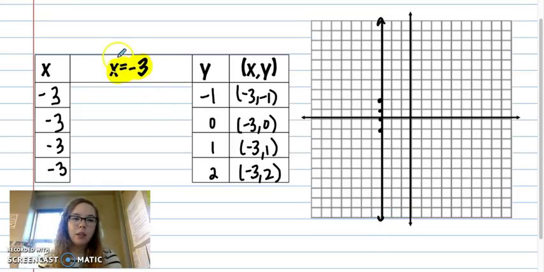So again, I like to think of this as on my x-axis, this one's x. I'm going to go to -3, and I'm going to draw a line through that spot. Okay? But making a table always helps you for sure know which one you're dealing with.